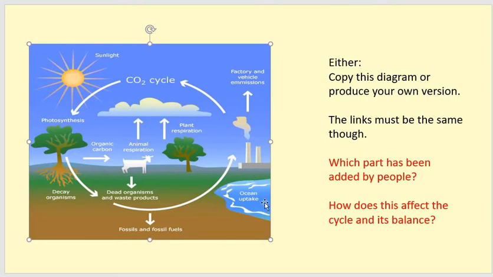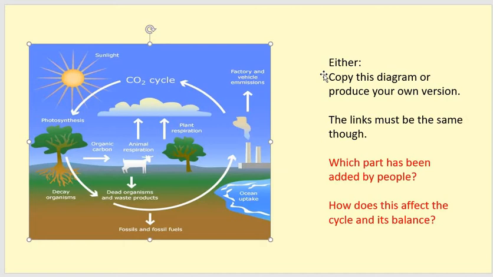Over here we've got the ocean, because we said some of the ocean will be taking up some of the carbon and making rocks called carbonates. We've also got something here on the right hand side that isn't natural. This is factories and vehicles making emissions of gases.